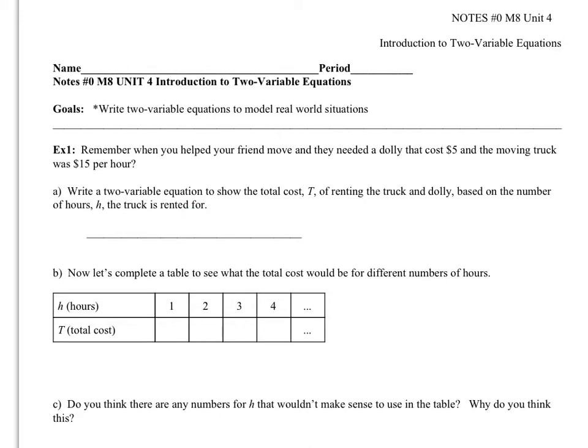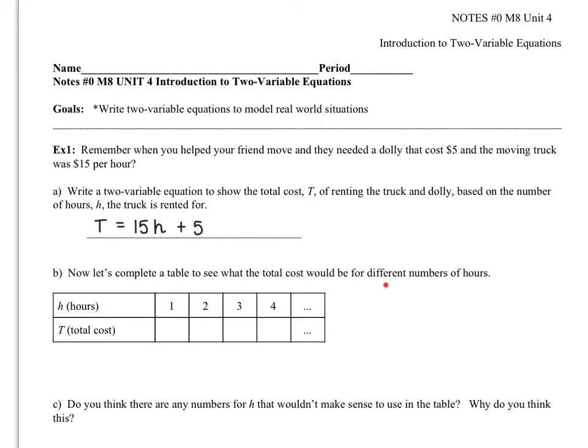So let's think about this. If I'm renting the truck for an unknown number of hours, H, and I know that it's $15 per hour, then I would multiply 15 by whatever that number is, and then I would add the cost of the dolly. By doing this, I would achieve my total, which means all of this would equal T. So I have my two-variable equation, T representing total and H representing hours. And this shows me that my total cost is going to equal 15 times the number of hours plus 5.